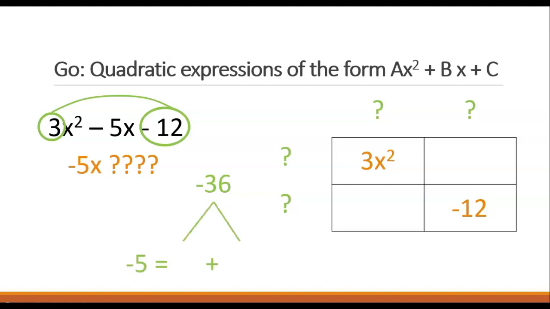Once you find these two numbers, you have all the area you need for your box. Now you can look for common factors on the rows and columns to figure out what must have been originally multiplied. Now we can write our linear factors as binomials.